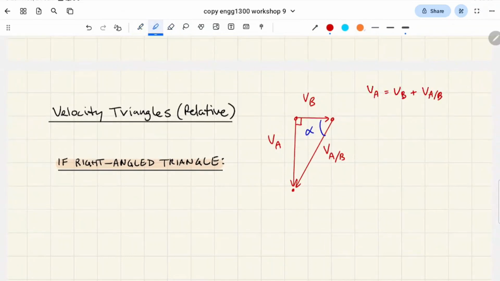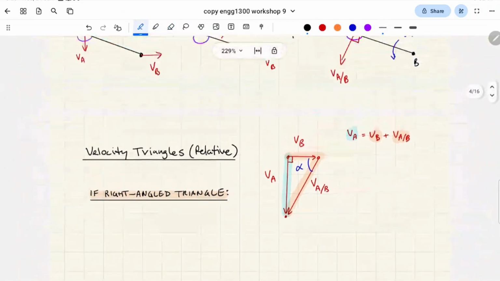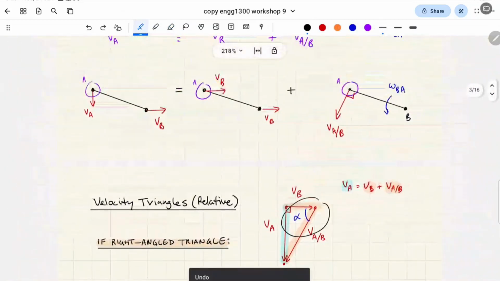Remember that the left-hand side starts and ends at that point. The right-hand side starts and ends at that point, right? So everything works out like that. Basically, this angle here, alpha, here's how we would find it.